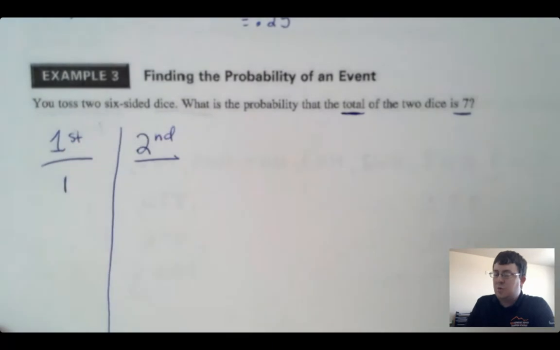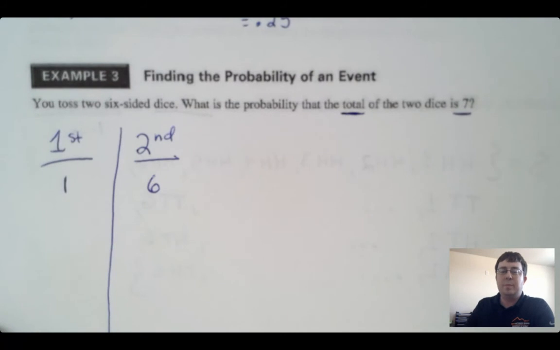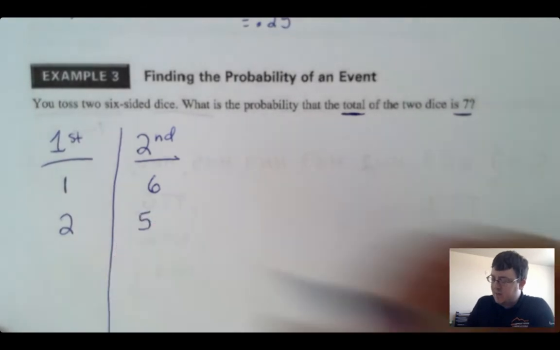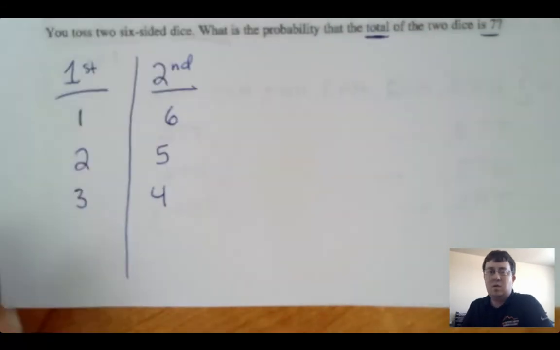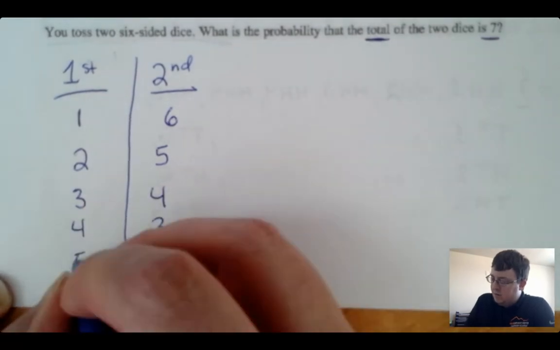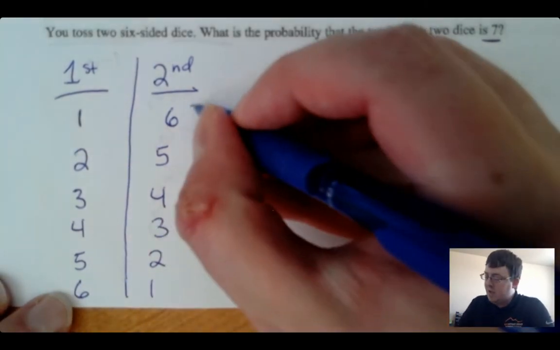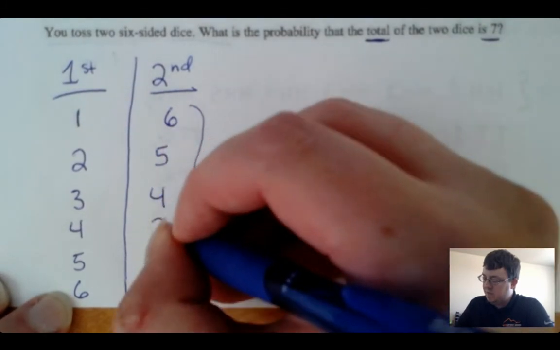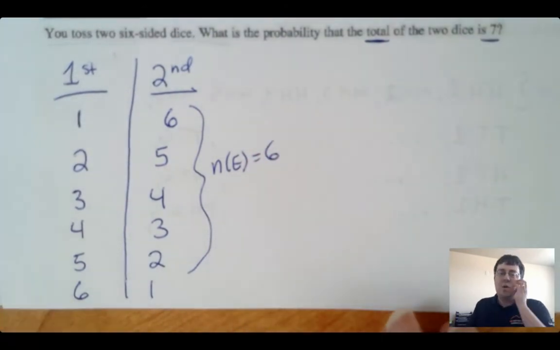So the first die could roll a 1 through 6, and the second die would have to be a 6 to give you a 7. If you roll a 2 on the first die, then the next one has to be a 5. We can keep going. 3 would have to give me a 4. 4, the other one has to be a 3, then 5 and 2, and 6 and 1. So if I count here, there are 1, 2, 3, 4, 5, 6 ways to get the specific event that I want. There are 6 outcomes here to give me event E, which is the total of the 2 dice being 7.